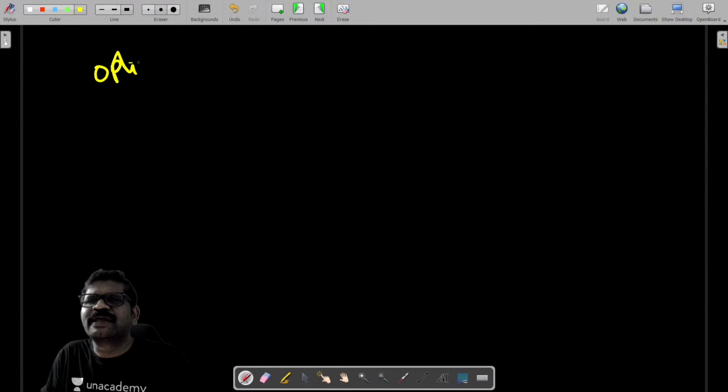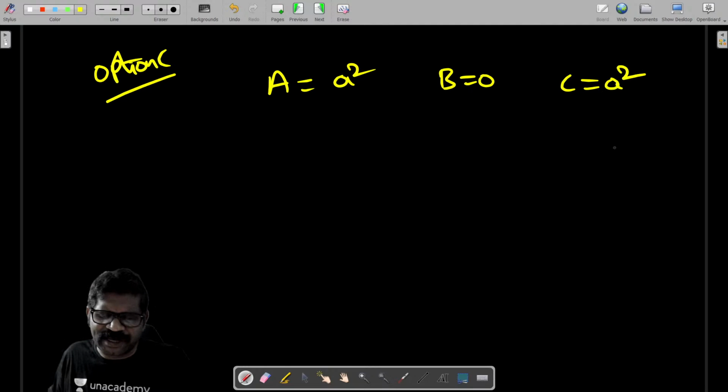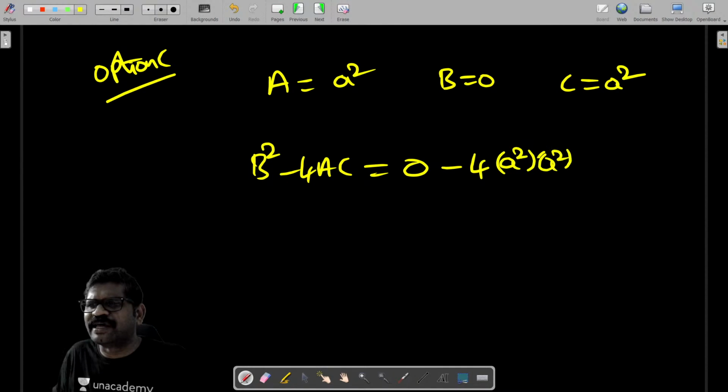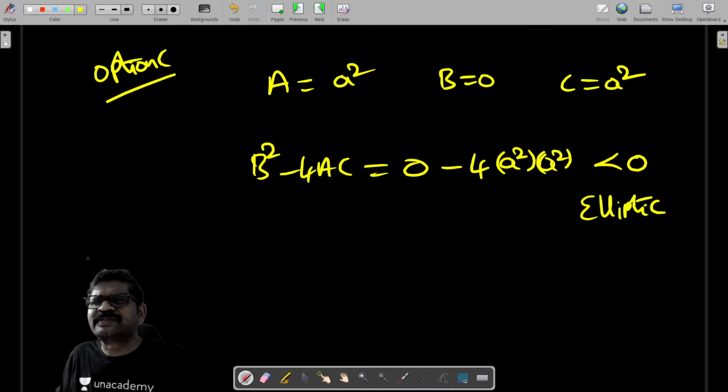Option C: A value is a square, B value is 0, C value is a square. Therefore, b square minus 4ac is 0 minus 4a square into a square, which is negative. Negative means elliptic. Next, option D, the last option.